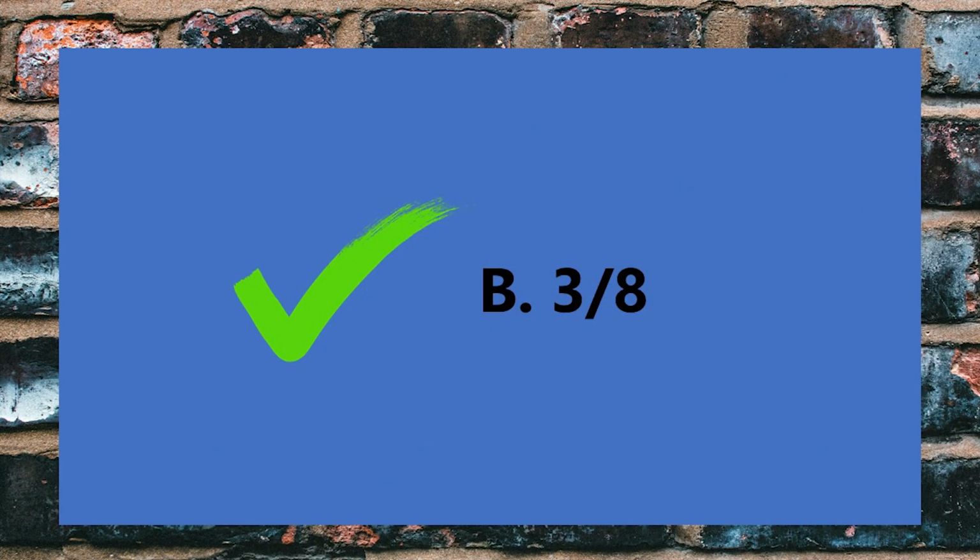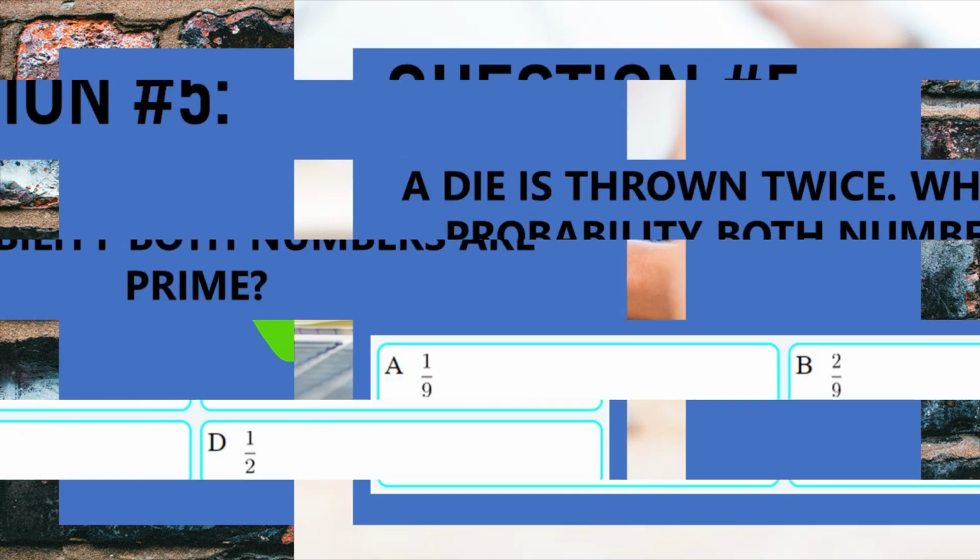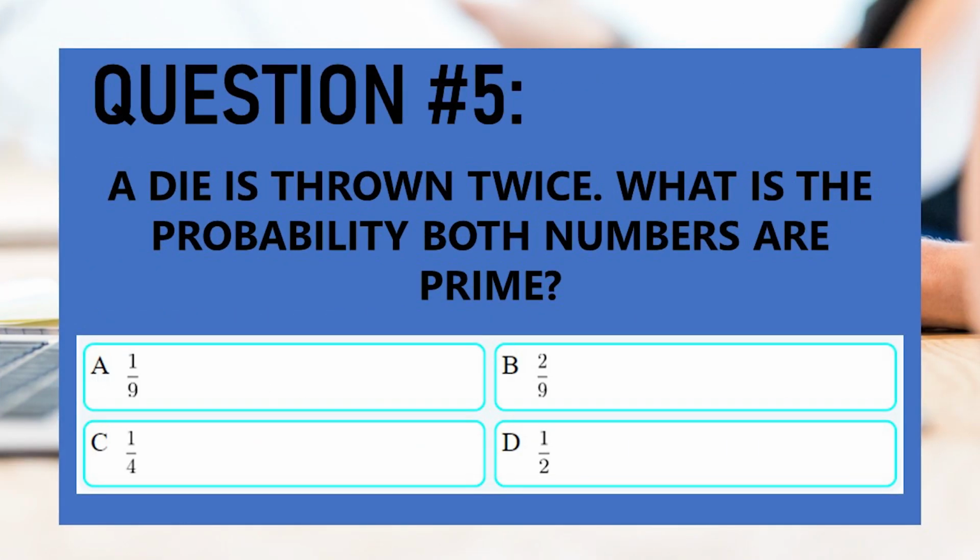And the correct answer is letter B, 3 over 8. Question number 5. A die is thrown twice. What is the probability both numbers are prime? Letter A, 1 over 9, letter B, 2 over 9, letter C, 1 over 4, or letter D, 1 over 2.